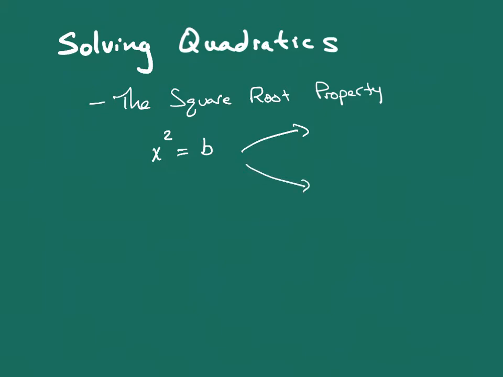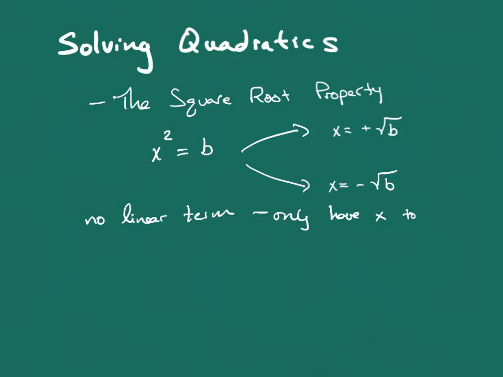And so we'll have two answers, one of those answers just being the positive square root, and another answer being negative the square root. So this will be the case when we have something that's just a squared term and no linear term. So when we say no linear term, we mean something where I only have x to the second power.